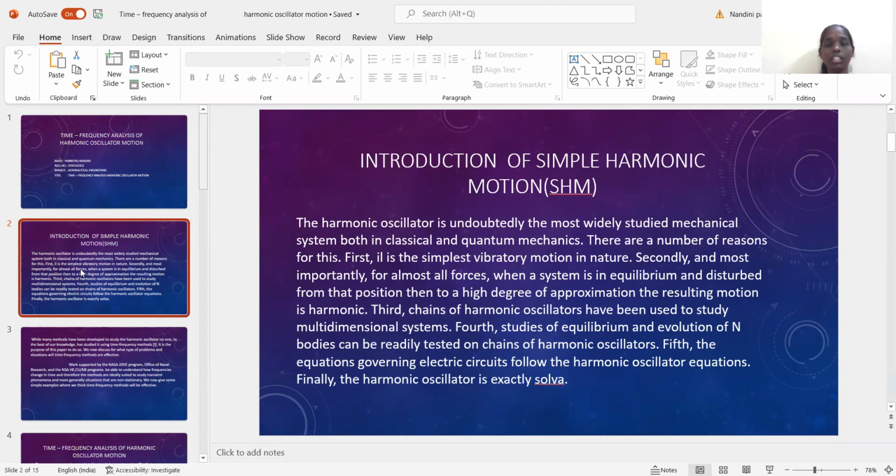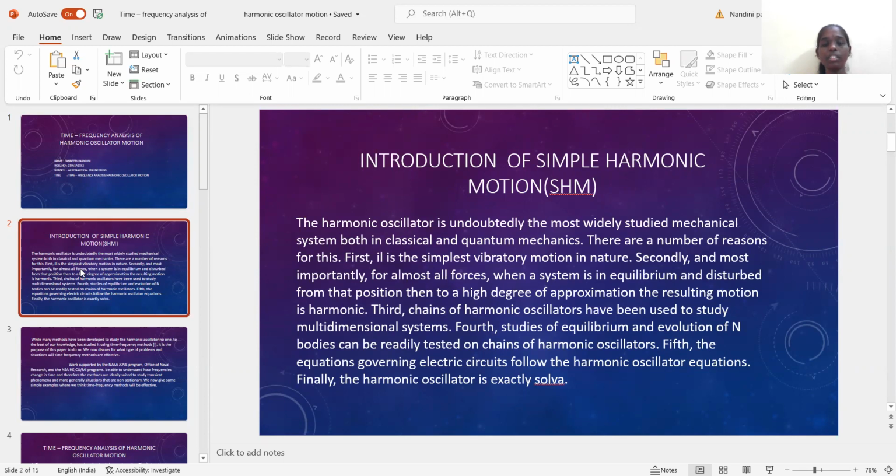The harmonic oscillator is undoubtedly the most widely studied mechanical system, both in classical and quantum mechanics. There are a number of reasons for this. Firstly, it is the simplest vibratory motion in nature. Secondly, and most importantly, for almost all forces, when a system is in equilibrium and disturbed from that position, then to a high degree of approximation the resulting motion is harmonic.